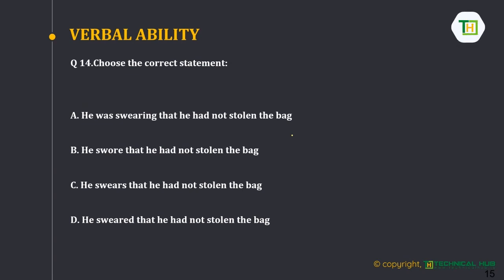Okay, right. "He was swearing that he had not stolen the bag." Okay, "He swore that he had not stolen the bag." So for swearing and all, we should not use the ing form. That won't look good at all. So we can directly use the simple past or the normal tense.